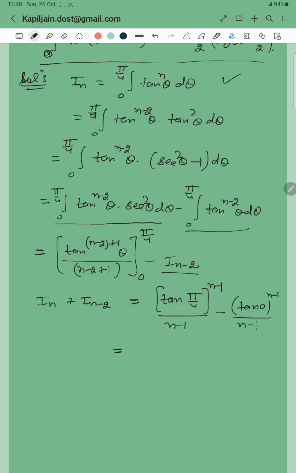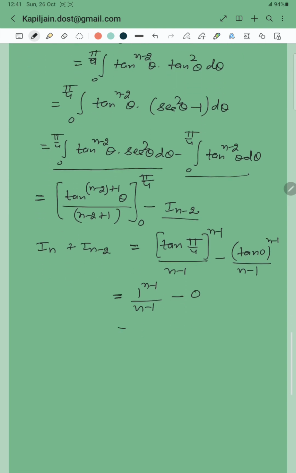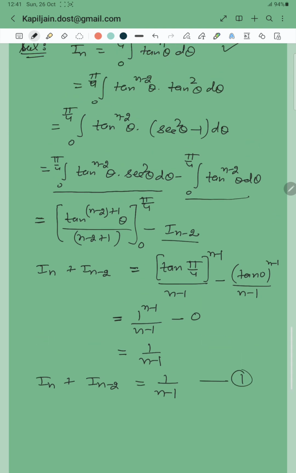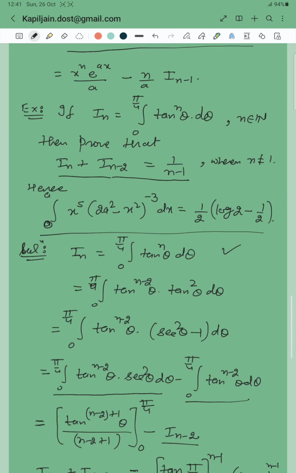We know that tangent pi by 4 is 1, so 1 raised to power n minus 1 divided by n minus 1, minus tangent 0 is 0, so the second term is 0, and this is 1 by n minus 1. So we have proved the identity I_n plus I_{n-2} is equal to 1 by n minus 1. So this is identity 1. Now using this identity we calculate this integral or prove this result.